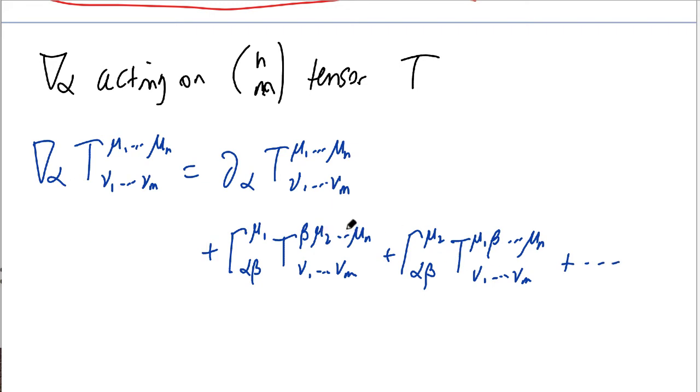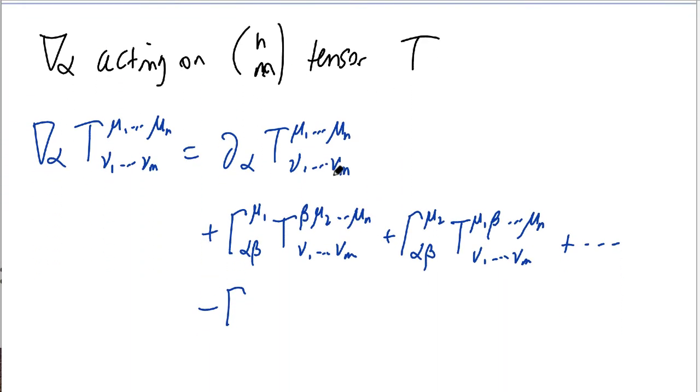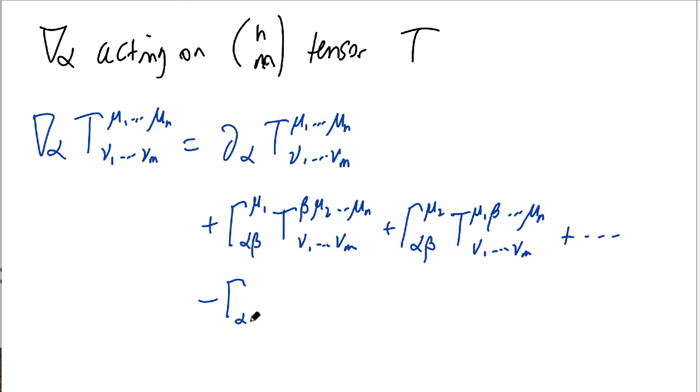So for each of the upper indices in T, we have a term in which we've replaced the upper index with a beta, and we've put that upper index onto the Christoffel symbol. Okay. Now for the lower indices, we have terms that follow the same pattern. So this would be gamma alpha nu1 beta T. The upper indices are going to stay the same, mu1 through mu n. And the lower indices, I'm going to swap the first one. And then this would be nu2 up to nu m.